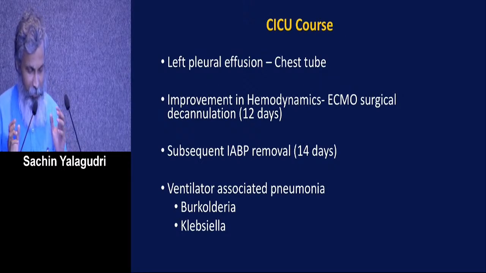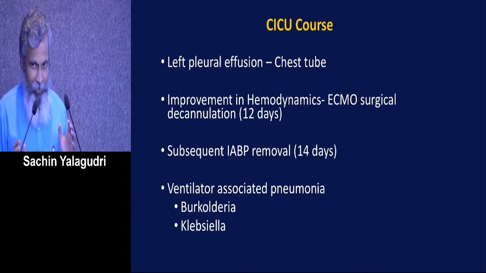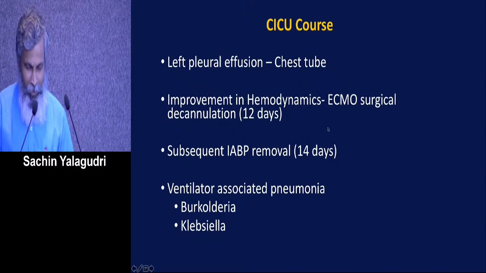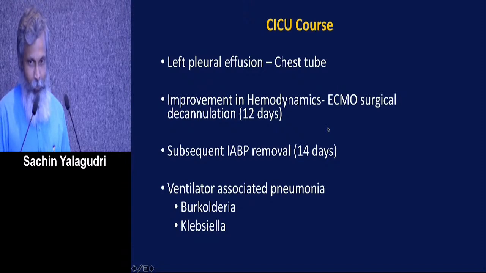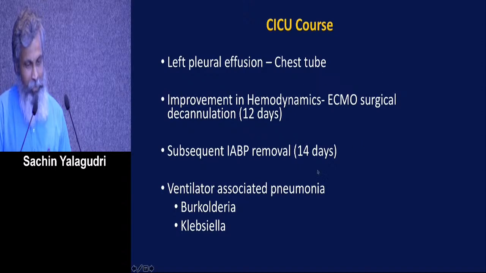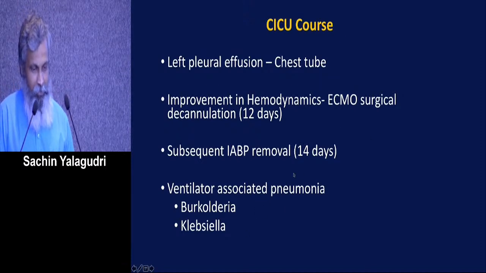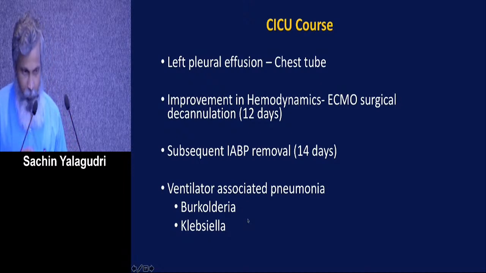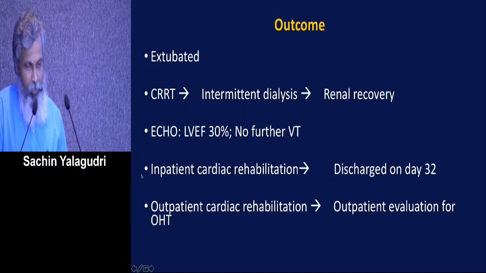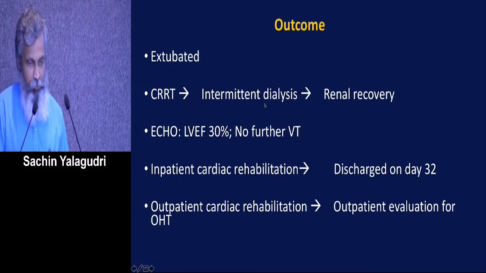Fortunately, Narasimhan sir was very consistent that he will come out, and we will just continue with the support. So although he was listed for the transplant, and a heart was also available at that point of time, it was denied to go ahead. On the 12th day, he was decannulated and maintained on IABP for another 2 days. With all this ICU care, he developed Burkholderia and Klebsiella. Fortunately, he was extubated and then continued on CRRT.